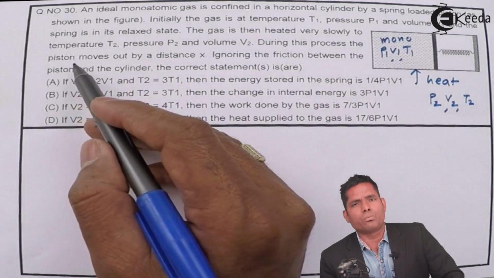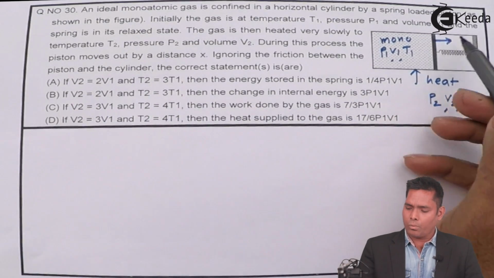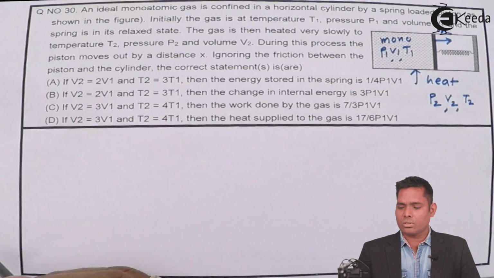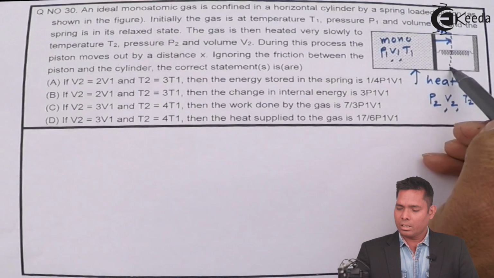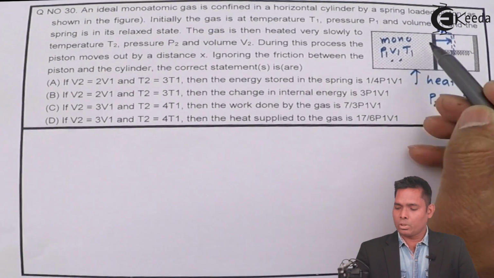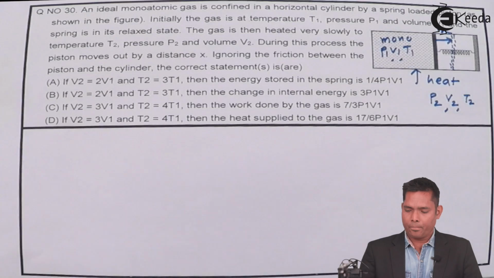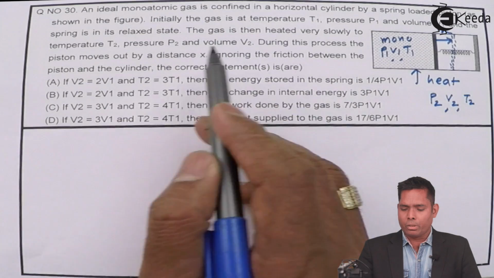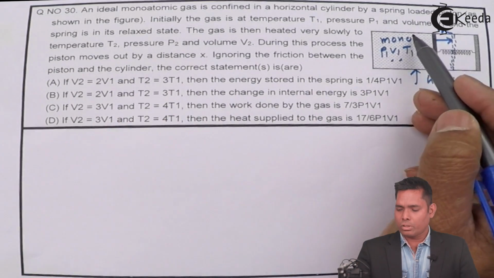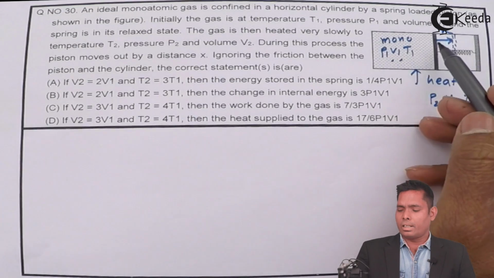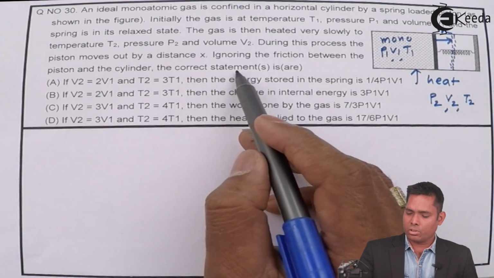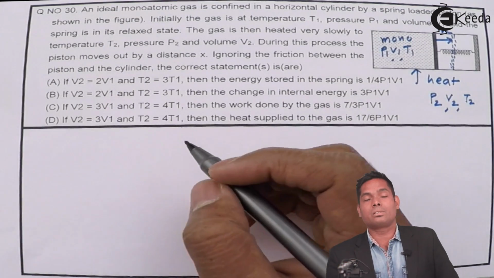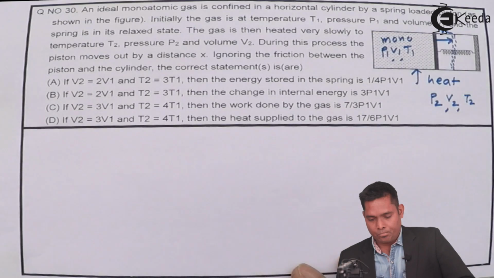During this process, the piston moves outward by a distance x. So it will be in its new position, somewhere here. Ignoring the friction between the piston and cylinder, there is no friction between the walls of the cylinder and piston. Which of these statements is or are correct?